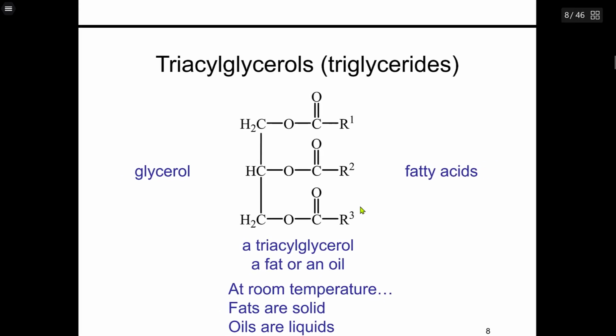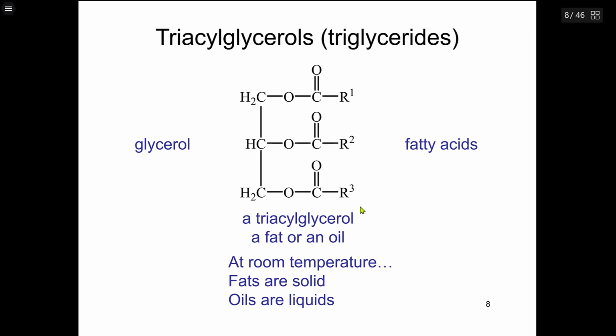So when we talk about triglycerides or triacylglycerides, what we're talking about is glycerol, which I showed you earlier, bonded through an ester linkage to an acyl group. So remember, an acyl group is just a C double bond O with an R group next to it. So when you have a fatty acid and you create a triacylglycerol out of it, or a triglyceride out of it, the R groups don't all have to be the same.